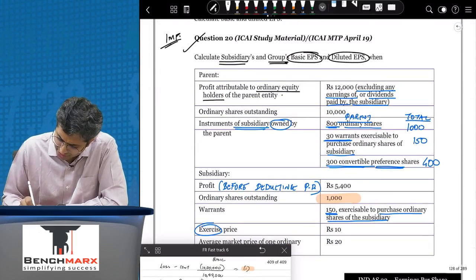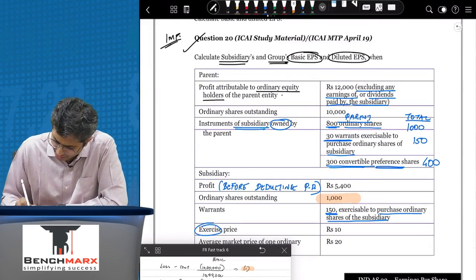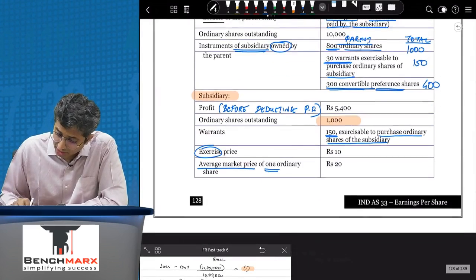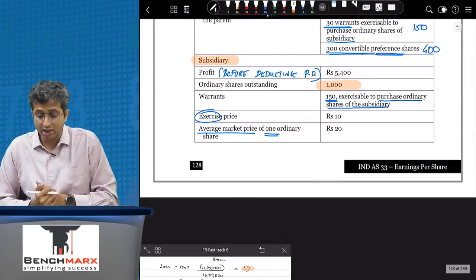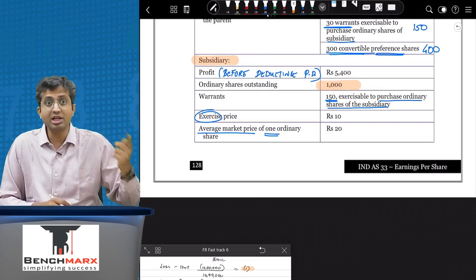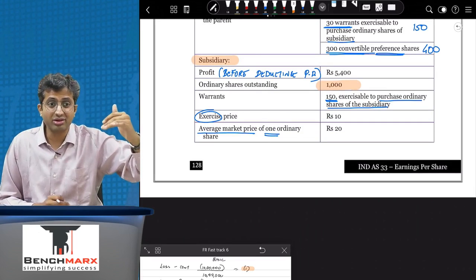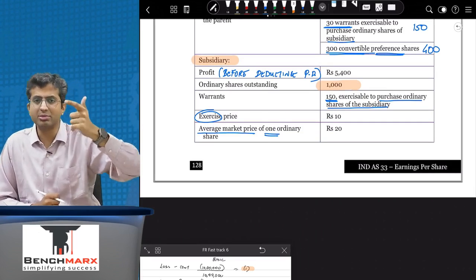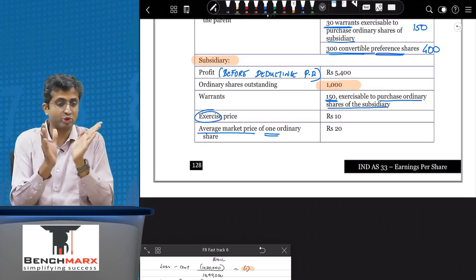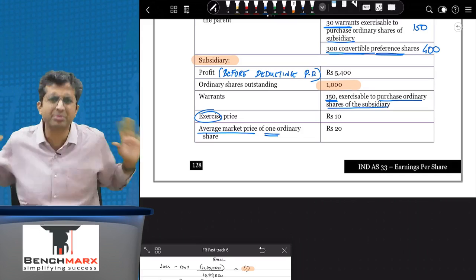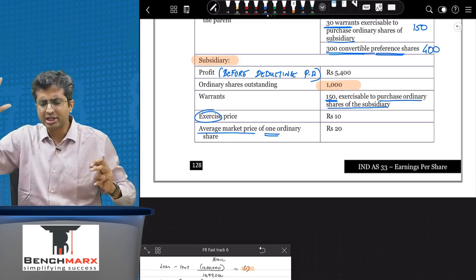Everything above this is the parent. This is where the subsidiary starts. So when we look at the subsidiary, the profit that the subsidiary has earned, which is before preference dividend. Ideally, preference dividend could have been taken into, let us say, finance cost, or it can be retained earnings. It is convertible, so you'll have to have a liability component. We don't do any of that. IND AS 32 has to be ignored.